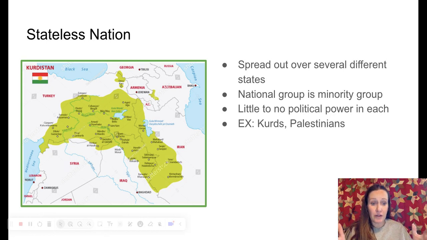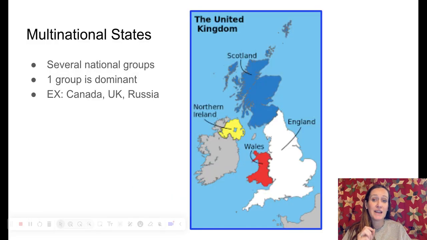Palestine, another very newsworthy current area that we should talk about with this unit, would be an example as well. All right, now we have multinational states. Think of this as a state with more than one nation in it. So even though the United States is a multicultural state, it's still homogeneous in that it's sort of all one, right? But there are several nation groups in a multinational state.